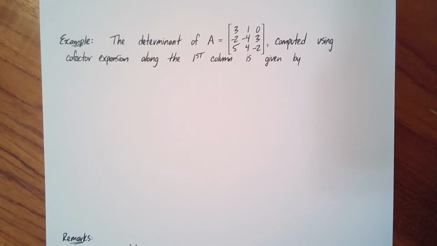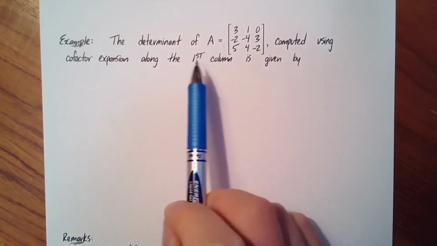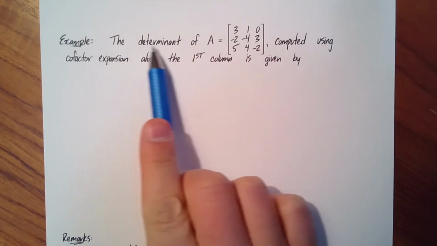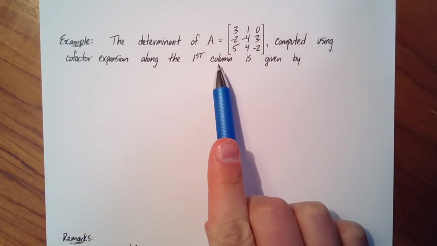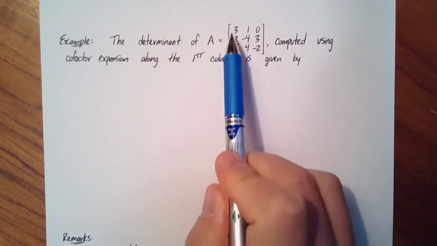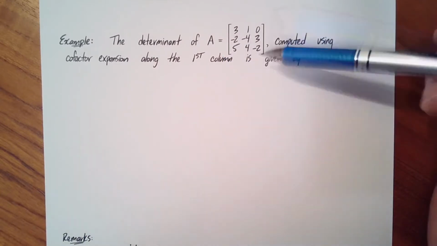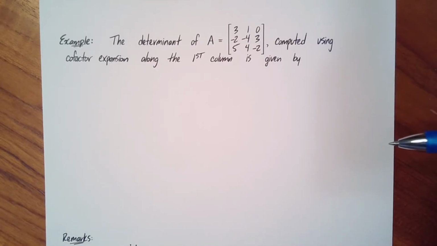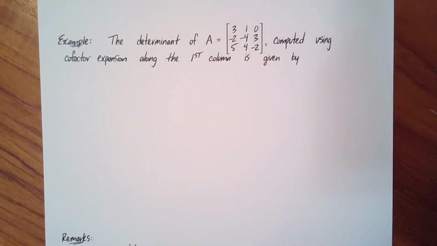Okay, so now let's put this in action. We have a 3 by 3 matrix, calling it A. Big surprise, I do that all the time. Anyway, we're going to calculate its determinant using cofactor expansion along the first column. Now, is that the only choice? No. There's 3 different rows. We could have picked any row to do cofactor expansion along, or there's 3 columns. We could have chosen any of those columns. But in this example, we're going to use cofactor expansion along the first column.